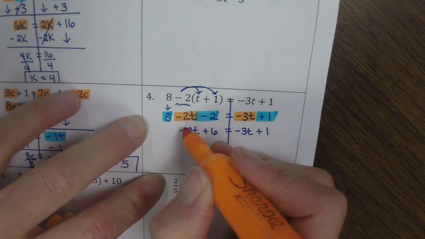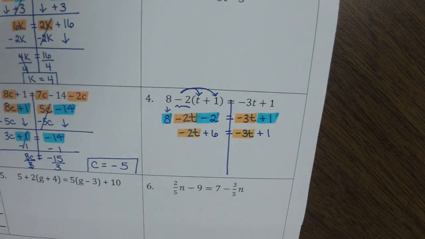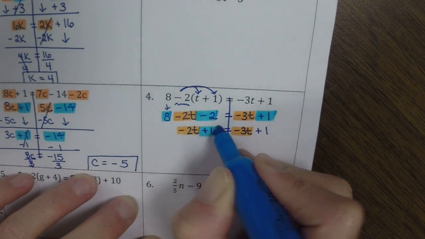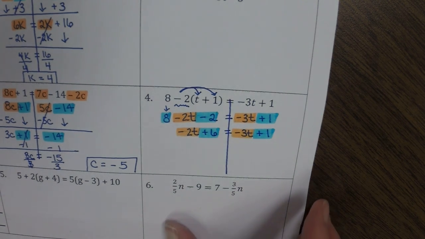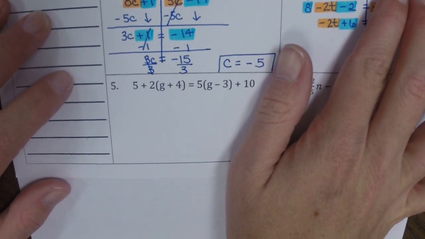So now I still have those like terms. So this and this need to go together, but they're on opposite sides. This and this need to go together, and they're on opposite sides. So from there, I want you guys to solve that one on your own. All right, a couple of more at the bottom. Fold my paper again.